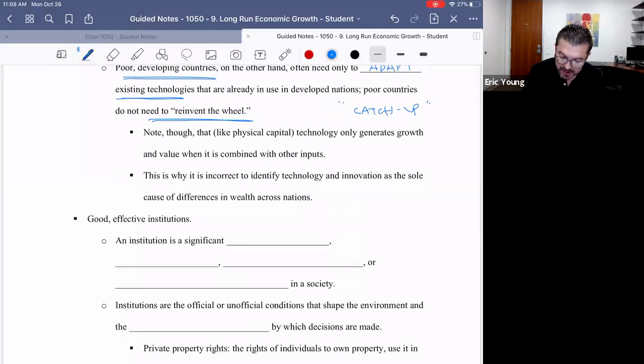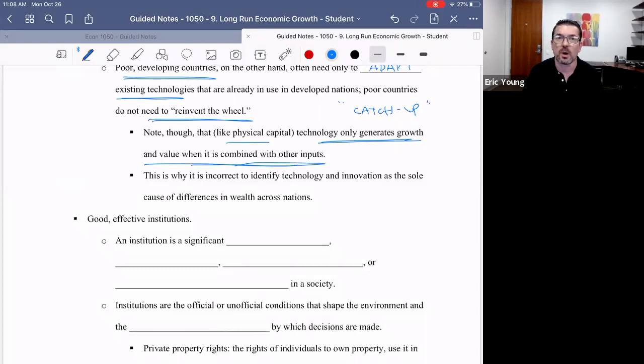Please note that, much like physical capital, technology can only generate growth and value when it's combined with the other inputs. A poor country that has a poorly educated workforce, an unhealthy population, poor infrastructure, can't just adapt technology and expect to grow. Technology is kind of a lever. It provides leverage to existing inputs. And therefore, it's only going to generate growth and value and wealth if you have those other inputs.